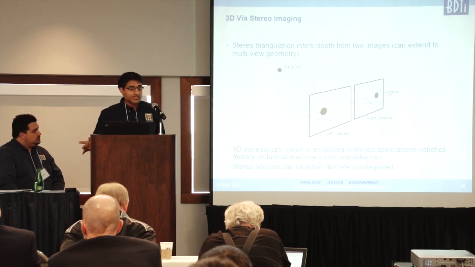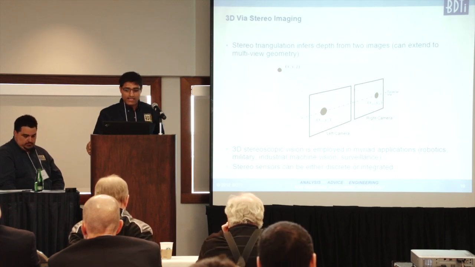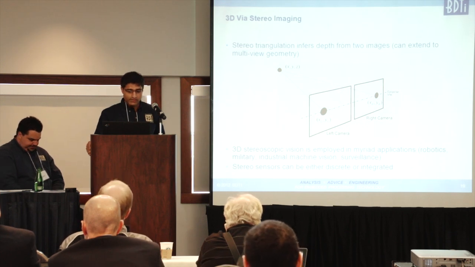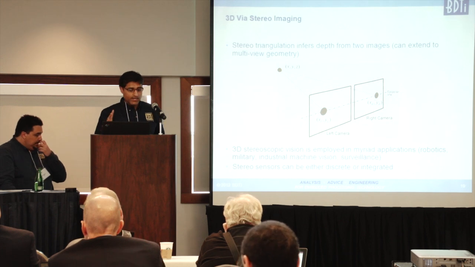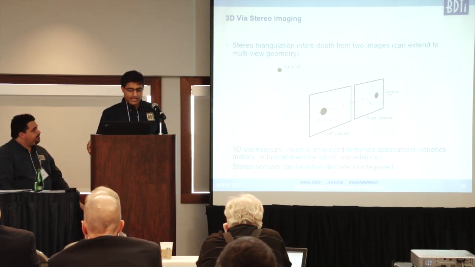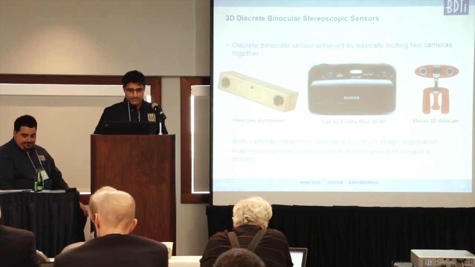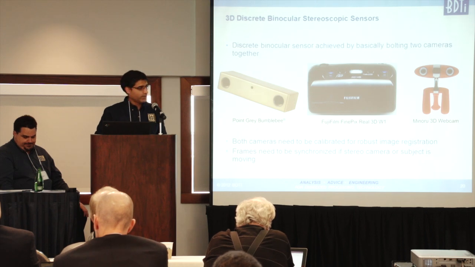3D stereoscopic vision is used in a bunch of different applications: robotics, military, industrial machine vision, surveillance. And there's two types of this type of 3D sensor. They can either be discrete or integrated. And I'll cover discrete binocular stereo first.